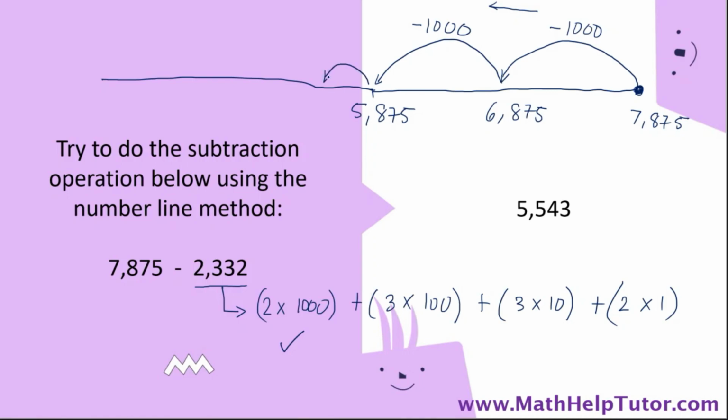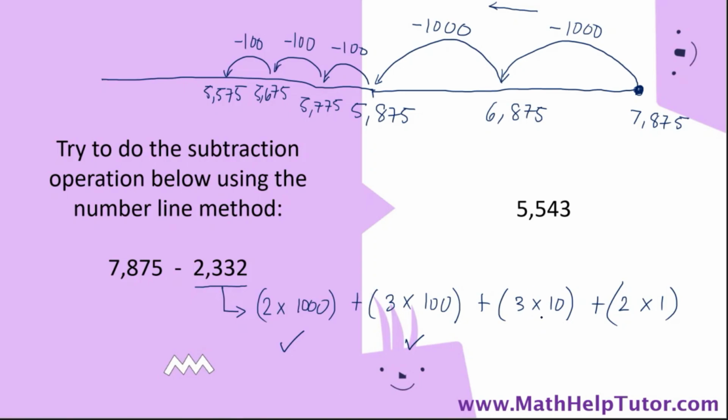That's 1, 2, 3. Okay, let's minus 100. Minus 100 and minus 100. We have 3 of these. So 5,875 minus 100, that's 5,775, becomes 5,675, and here it becomes 5,575. So we're done with the hundreds place.